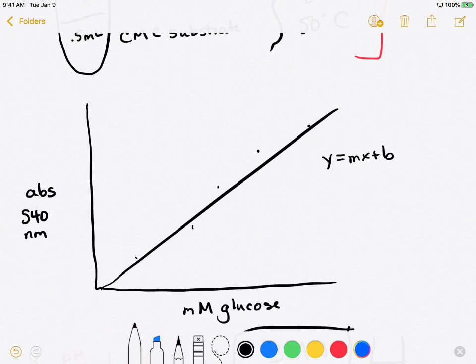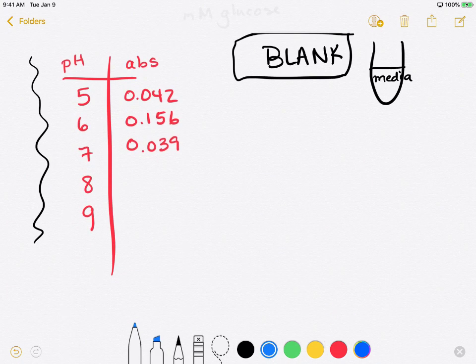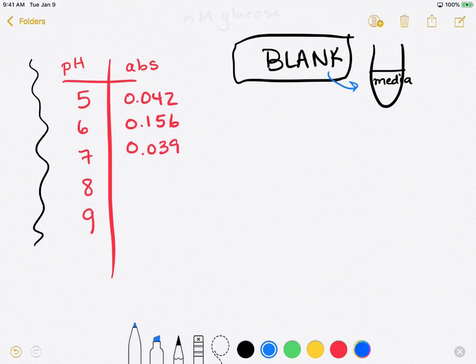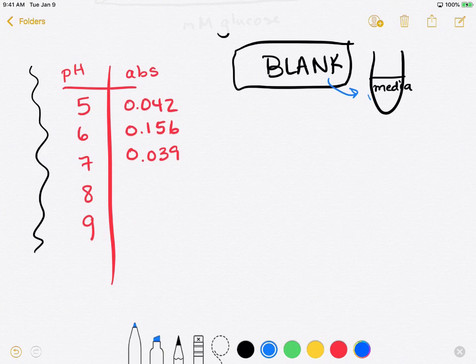You used a different blank for your standard curve because your standard curve was made using water. So you had a blank made out of water that you used with your standard curve, and then a second blank that you created yourself made out of media to use with all of your samples that contain media. At this point, you were then asked to analyze your results of these different pHs, these different temperatures, or these different additives that you had tested.